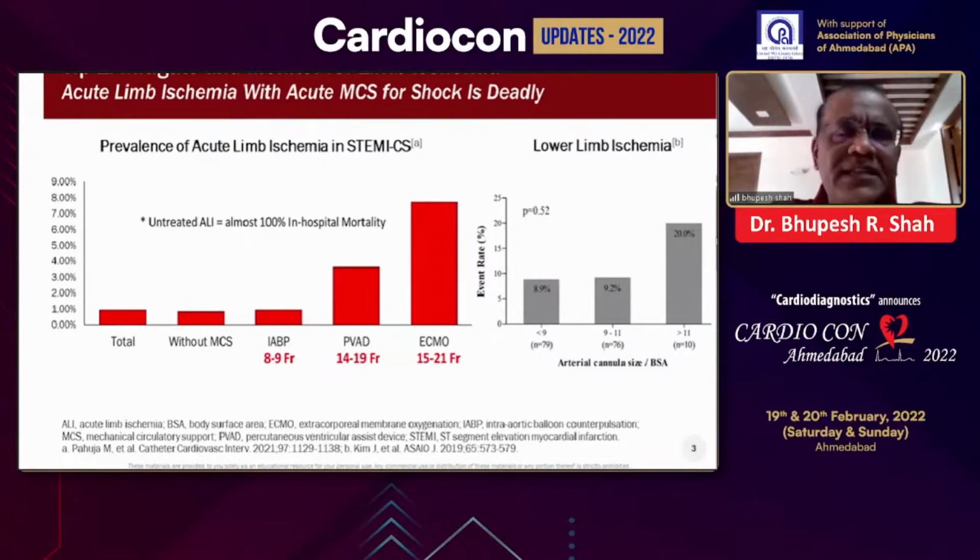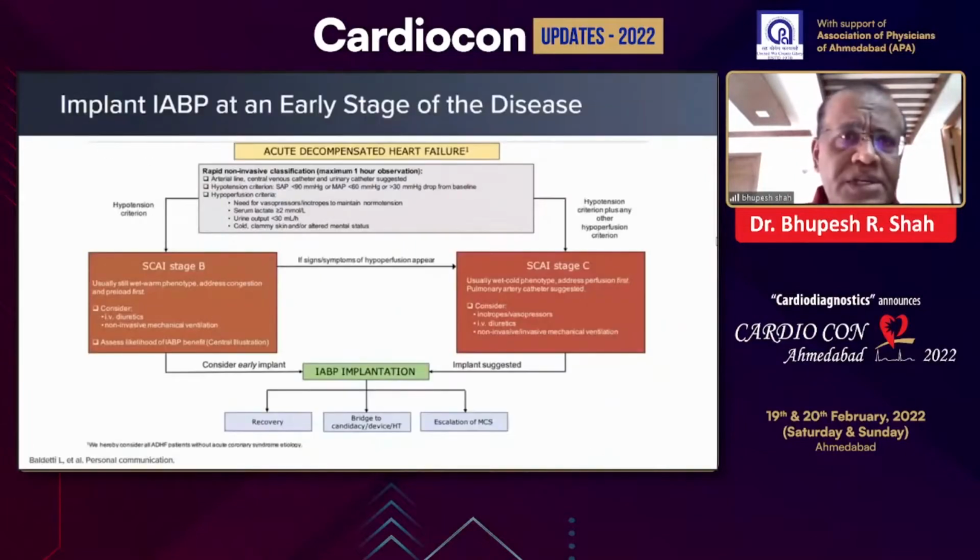If acute limb ischemia is left untreated, almost 100% mortality would be there in the hospital. So when we are going for large bore devices very aggressively, we have to observe this patient closely. So these are the various shock trials. We can see IABP implantation.